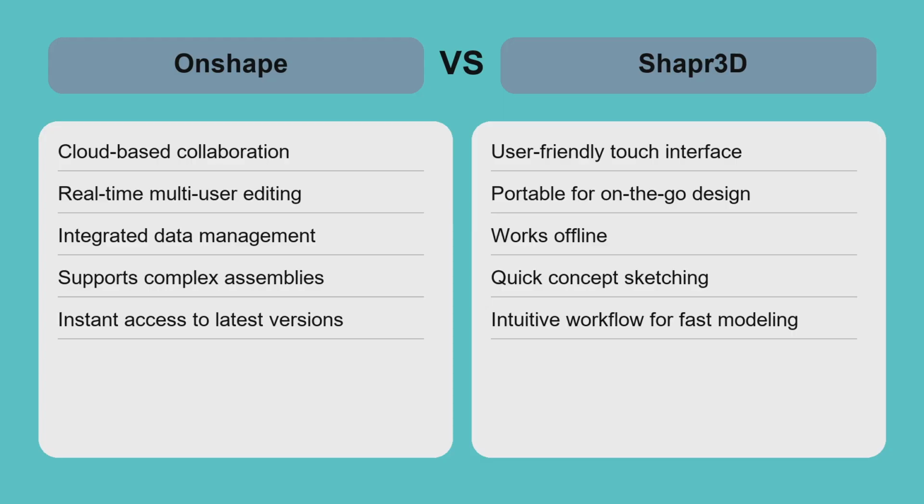The trade-off is between Onshape's powerful collaboration and data management capabilities versus Shapr3D's ease of use and offline flexibility. Onshape may require more setup and internet reliability, while Shapr3D offers immediate access and simplicity, but with limited collaborative tools.